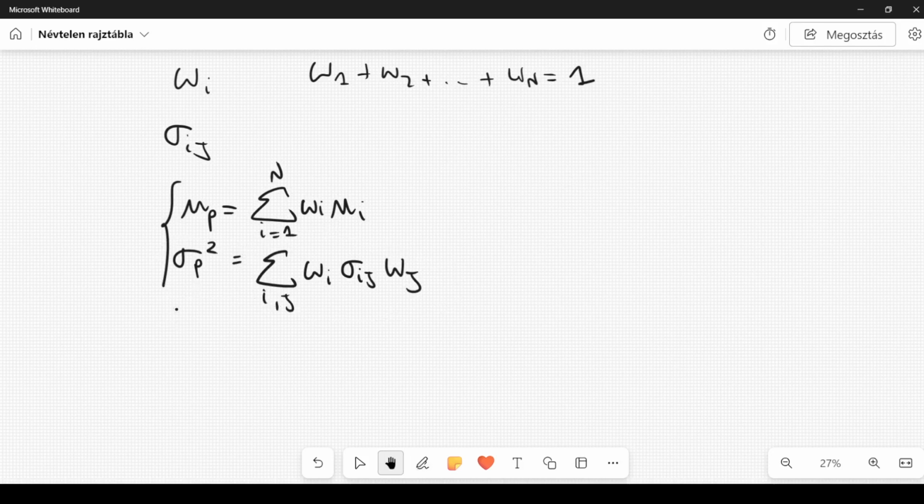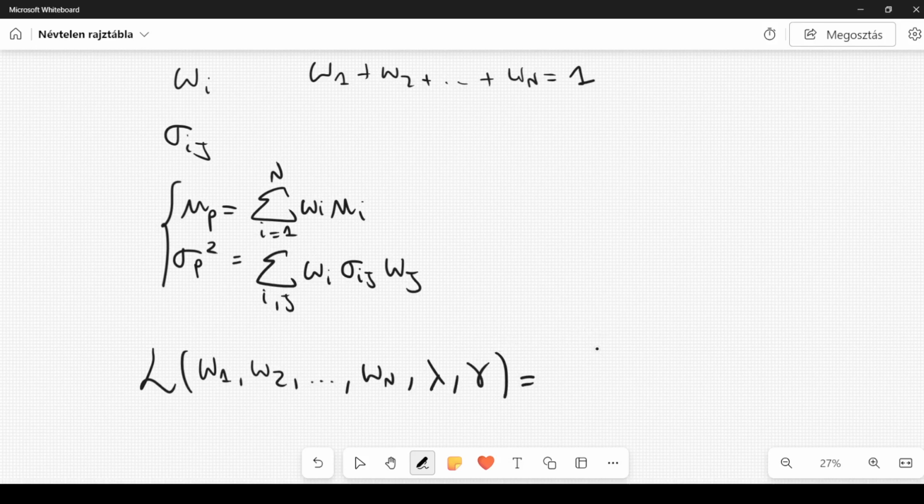In particular, we write down a certain function that I call L, which stands for Lagrangian. It's a function that depends on omega_1, omega_2, ..., omega_n, so it depends on the weights. And then it also depends on two parameters, lambda and gamma, which are the Lagrange multipliers. Now let me show you how they appear in the definition of this function. This function is simply equal to sigma_p squared, which we can write like this. So we use the definition of it: summation over i and over j, omega_i sigma_ij omega_j.